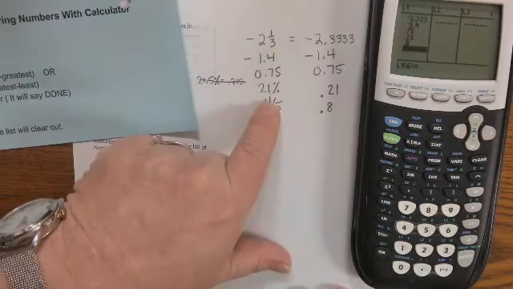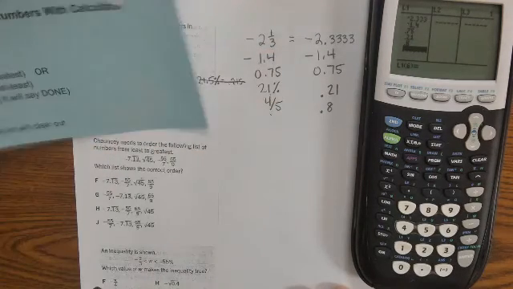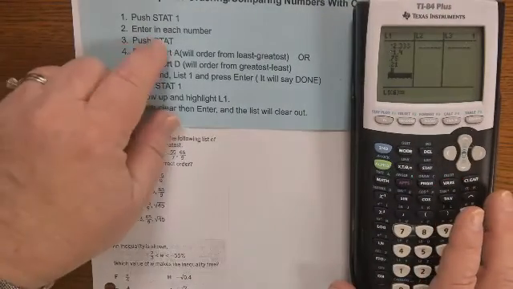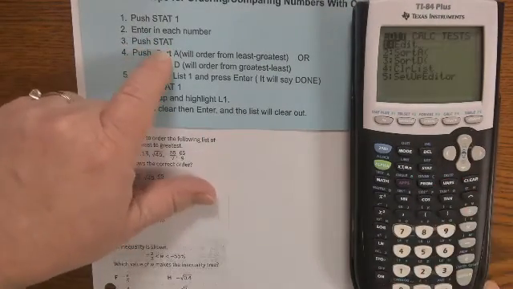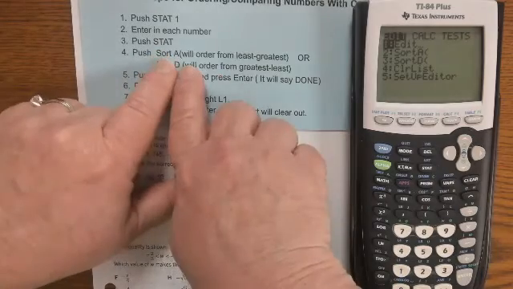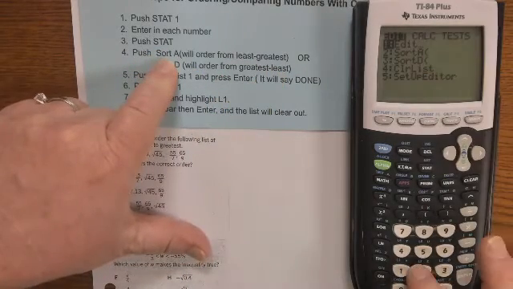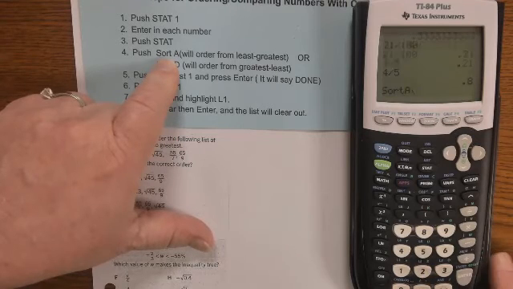And you got to fix your percents before you go changing anything. All right, so now we're back to my list over here. And it says, all right, I have entered each number. It says press stat. Then I want to sort it from least to greatest. So I want sort A, which I'm going to press 2. And then I'm going to press enter.